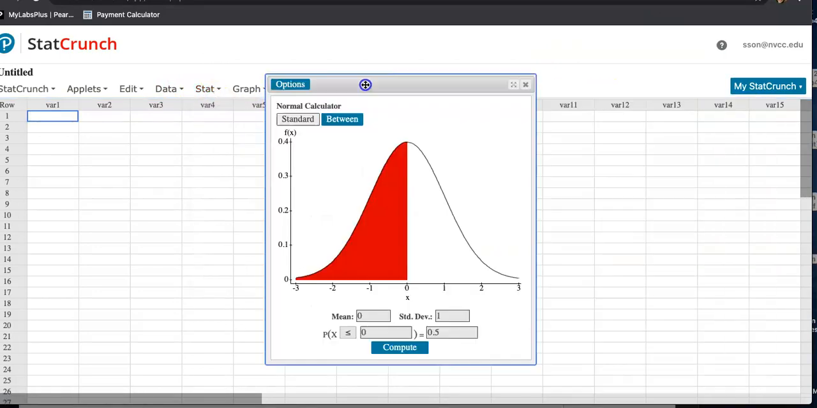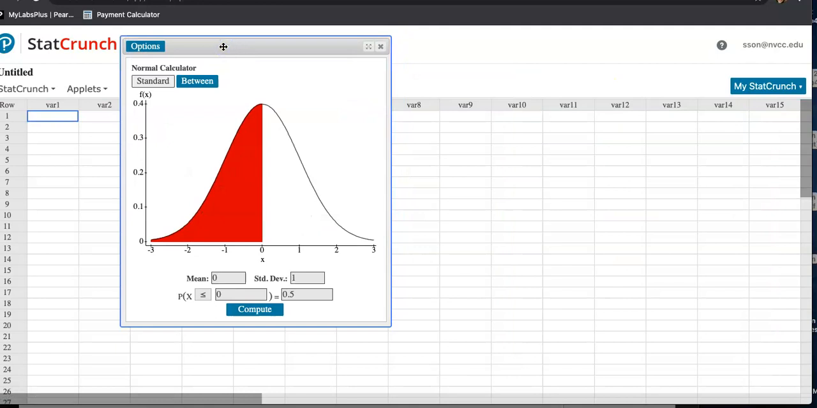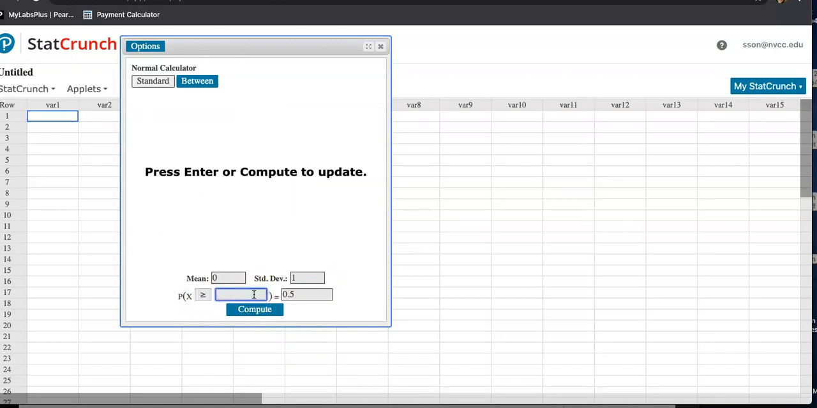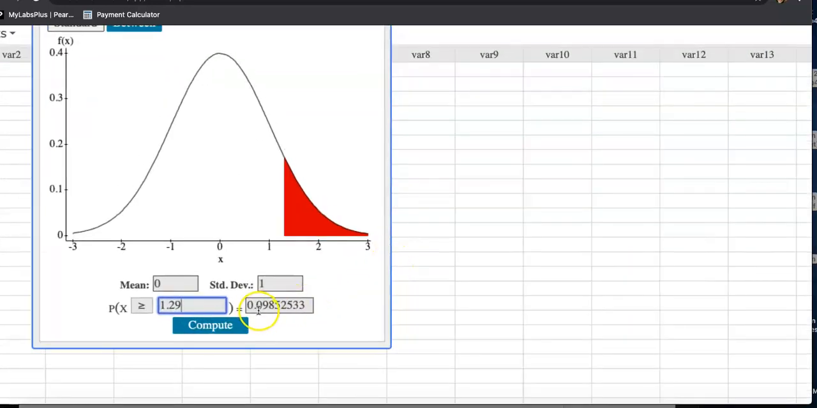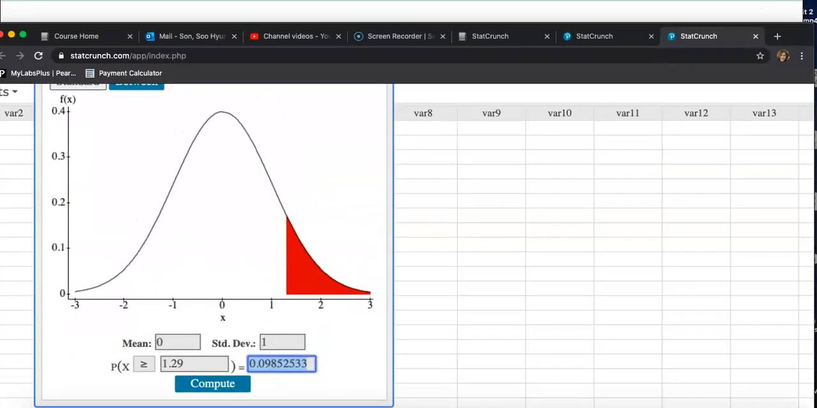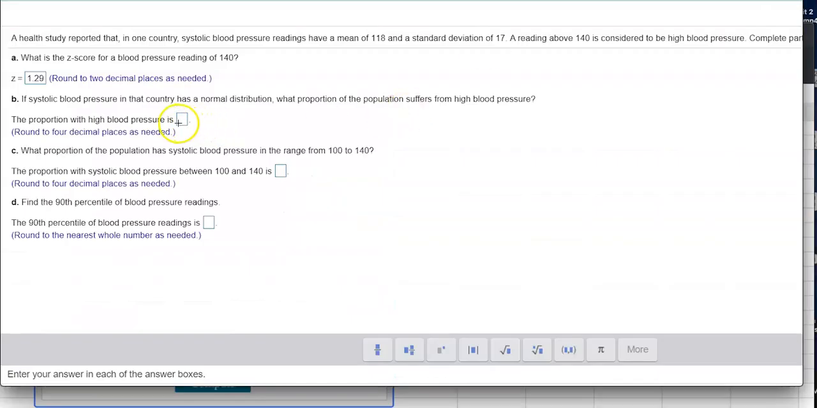All right, so I'm going to go to Stat, Calculators, and click on Normal. And I'm going to type in, you got the z-score, so we can use the standard normal and just keep it with 0 and 1 and find the number of people who have a blood pressure higher than a z-score of 1.29, and get the probability to be 0.0985.